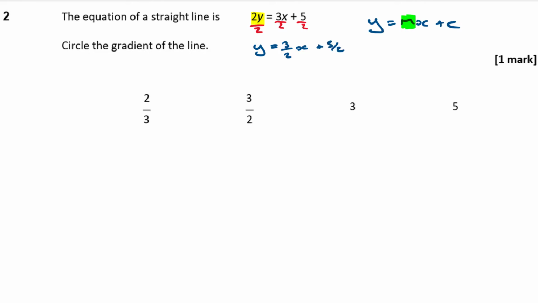So this here then is the gradient. The coefficient in front of x is 3 halves. This thing on the end is the y-intercept, but we don't need to know that right now. It's just the green one, isn't it? So that one there, 3 over 2.